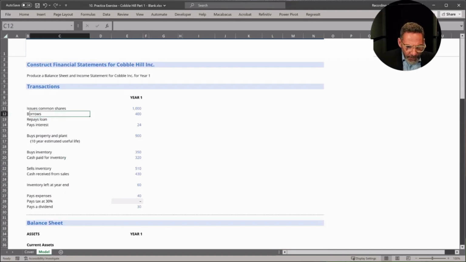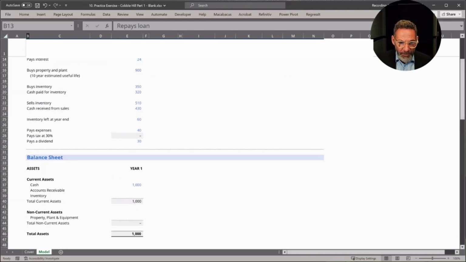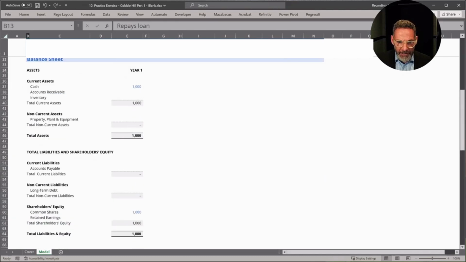Now we borrow 400. Where it says repays loan, there's nothing there, but we're paying interest. So we're borrowing 400, but paying interest is an expense. So let's do the borrowing first. Our cash is going up by 400, but we also owe, and we're going to assume it's long-term, 400 to the bank. Our balance sheet balances. That transaction doesn't hit the income statement.